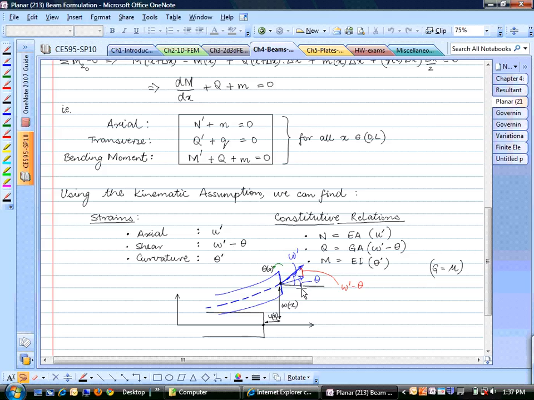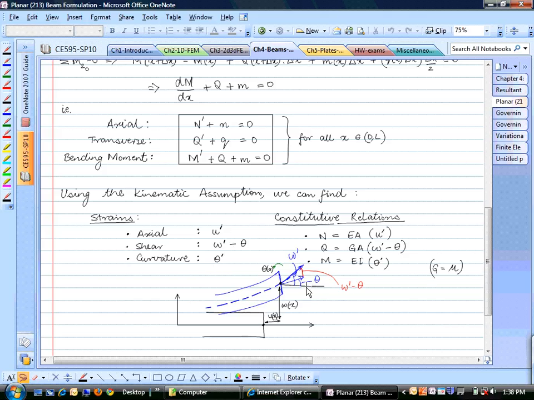The way we visualize that is, let's say we have these infinitely many fine cross sections along the axis of the beam. When it deforms, this axis of the beam may be pointing in a different direction than the normal to the cross section. If two adjacent cross sections have slipped like this, that is shear. So if they slip, then this axis and the normal will not be pointing in the same direction. The angle that this cross section makes with the horizontal, that's the theta, and the rate of change of that angle is curvature. So that is the full shear beam theory.